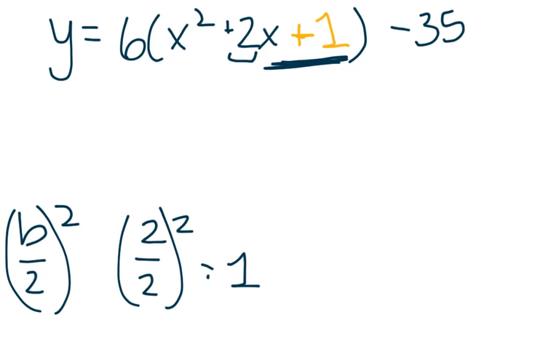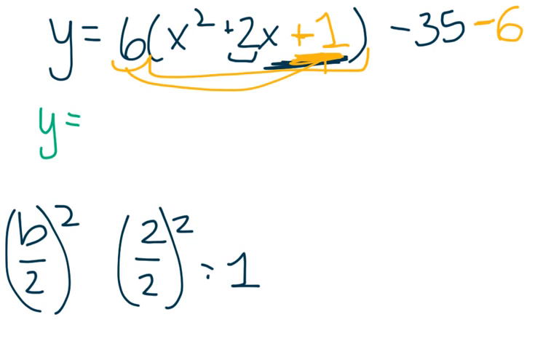Now remember, since we added the 1 over here, we don't actually want to change this equation. We have to subtract the same value outside of the parentheses. We're just doing this so we can rewrite this as a perfect square trinomial. So we're not just going to subtract 1 from the outside of the equation. This is actually 6 times 1, so we're going to subtract 6 from the outside of the equation to keep the overall value the same. Now we can rewrite this equation in our next step.